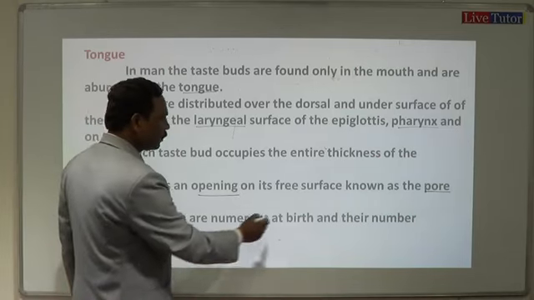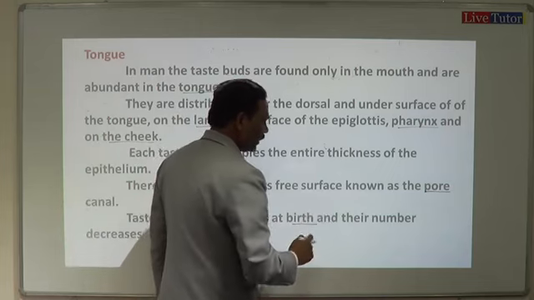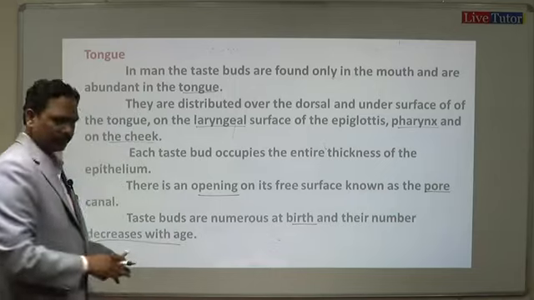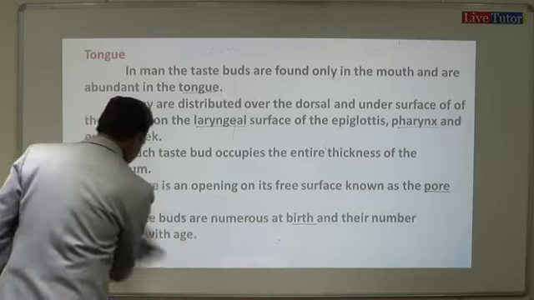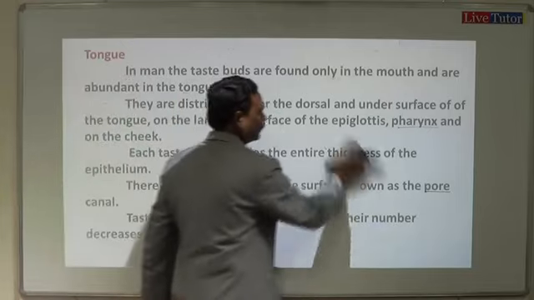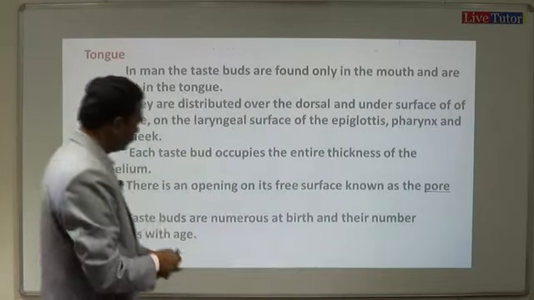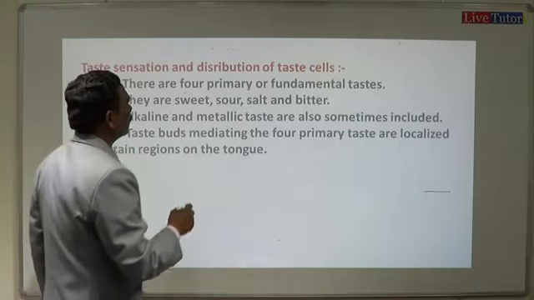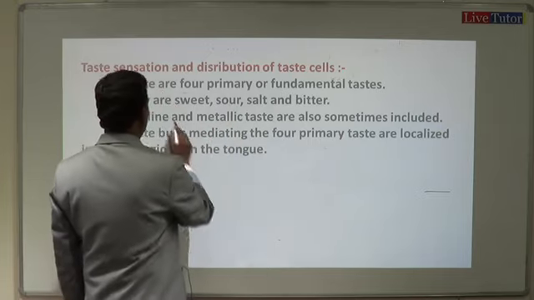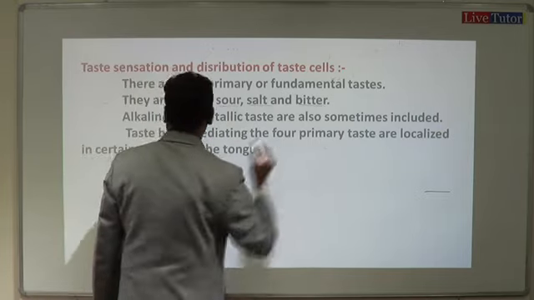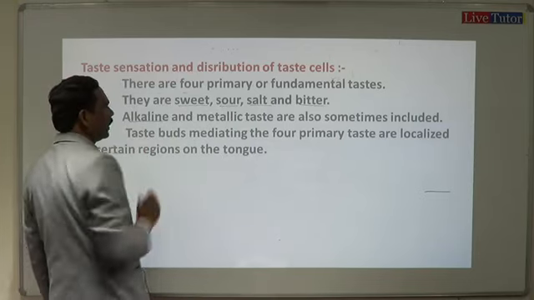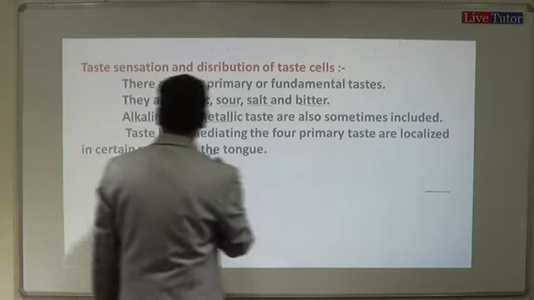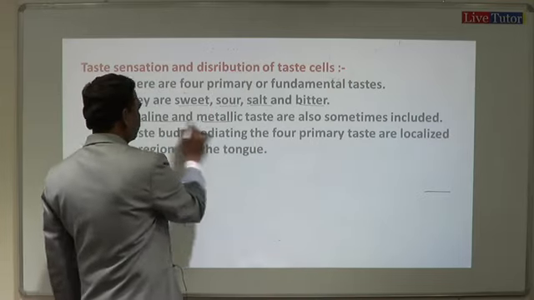The taste buds are numerous at the time of birth, and the number decreases in old age. That means it decreases with age. Remember the point. Then taste sensation and the distribution of the tastes. There are four primary tastes: sweet, sour, salt, and bitter. And two more additional tastes. What are they? The alkali taste and the metallic taste. Sometimes they are also included. So these are some extra tastes.